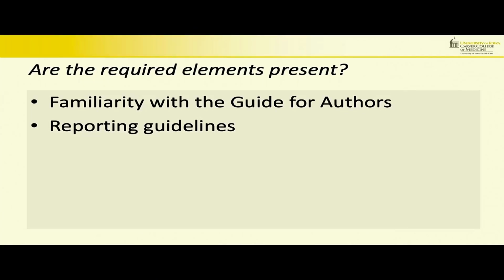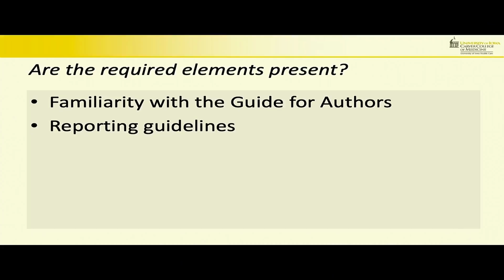So you can start out with, are the required elements present? And most journals, all journals, have a guide for authors or instructions for authors, and they tell the authors what's supposed to be in the manuscript. And part of your job as a reviewer is to check to see if those things are actually there, all right? If you do a lot of reviewing for a particular journal, you will know what those things are. If you're an author for a journal, you'll know what those things are, right?